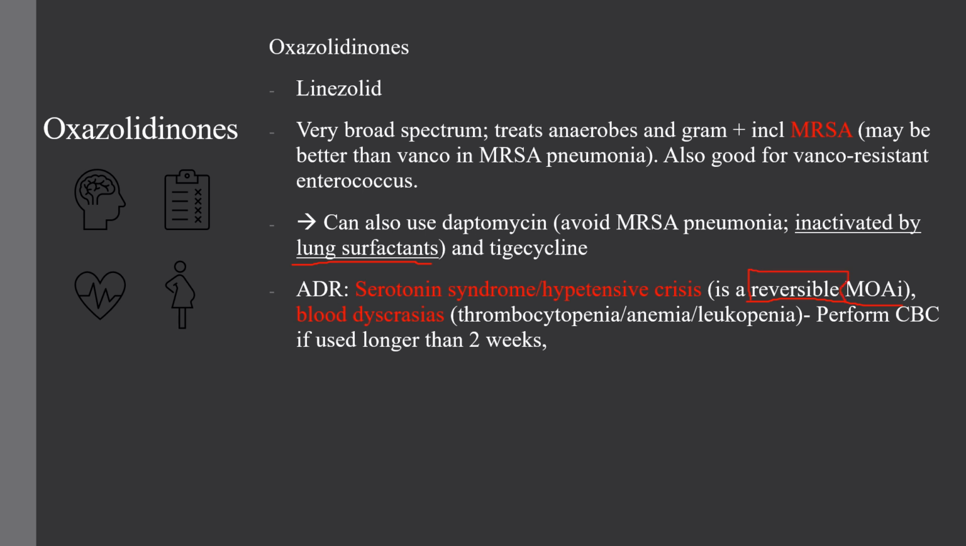It also causes blood dyscrasias, which include thrombocytopenia, anemia, and leukopenia. So that's why it's really important to perform complete blood counts if you're using it longer than 2 weeks. It also decreases the seizure threshold and causes hypoglycemia, and it's best to avoid this in pregnancy as well.